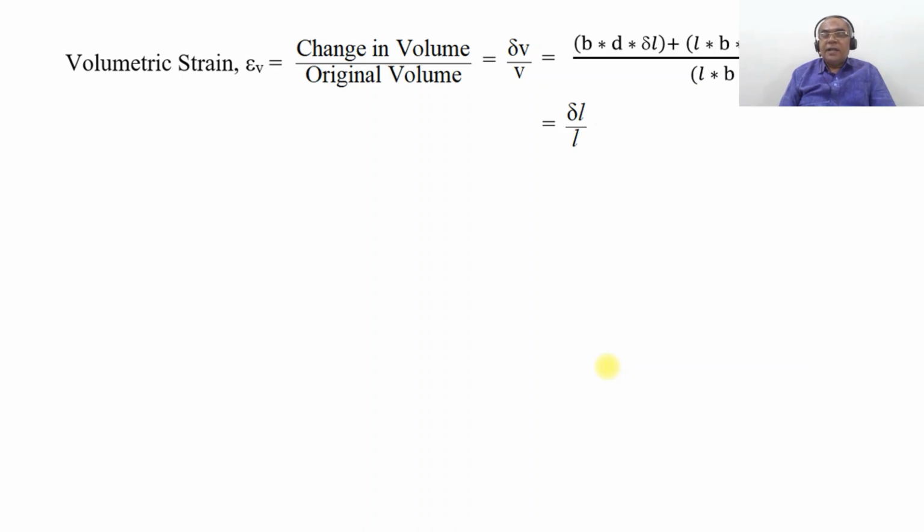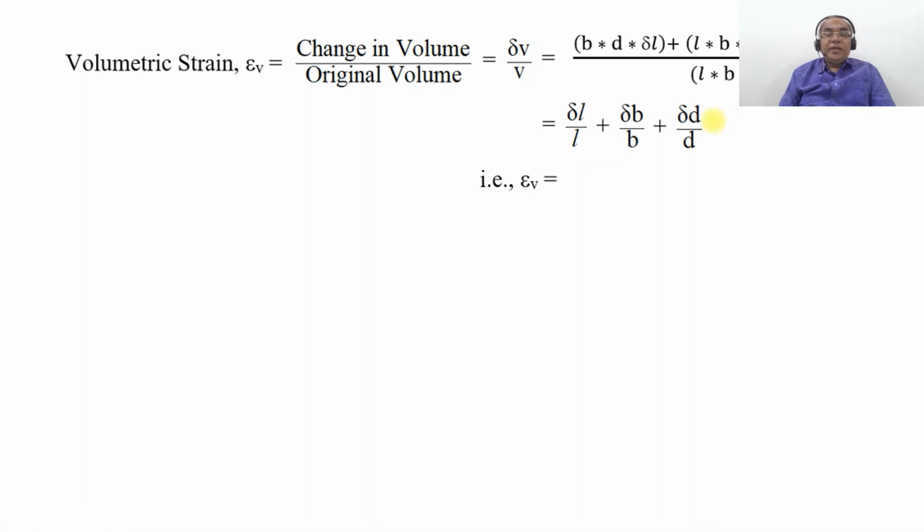You are going to get delta L by L. Plus, in the second case, considering L into b, you get delta d by d. Then again plus L into d, which gets cancelled, leaving plus delta b by b. So that is how you get delta L by L plus delta b by b plus delta d by d.